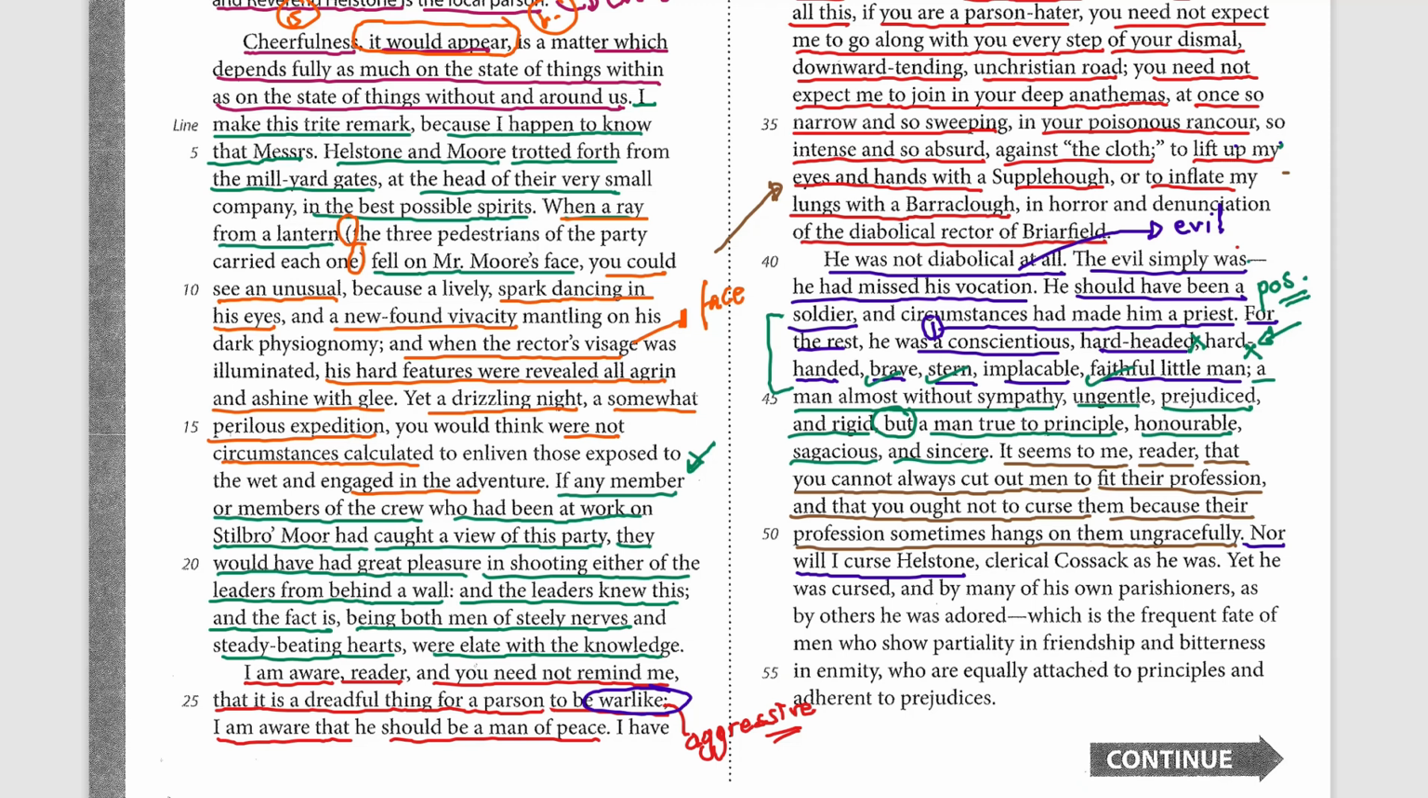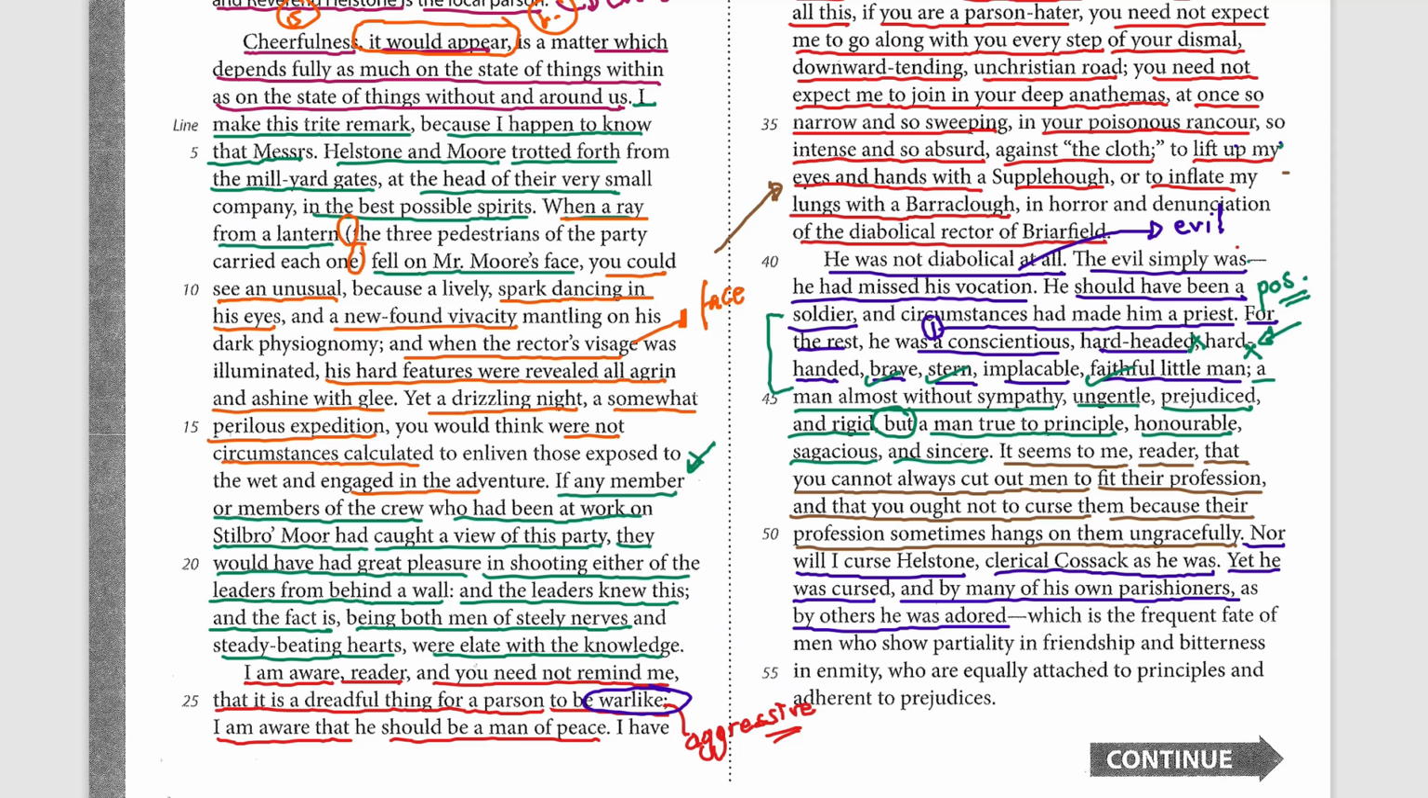Clerical Cossack as he was. وإيه هو كوزاك ده؟ يعني حاجة كده يا شباب، عارفين اللي هم اسمهم إيه، members of what, Ukraine، الناس اللي هم ساكنين في روسيا اللي هم بيبقوا in the military في الجيش، فاسمهم كوزاك. Clerical Cossack as he was. وده you don't have to know what's going on here, right? طيب. Yet he was cursed. تخيلوا بقى الكونفليكشن اللي حصل، الconflicting attitudes. Yet he was cursed, and by many of his parishioners, as by others he was adored.